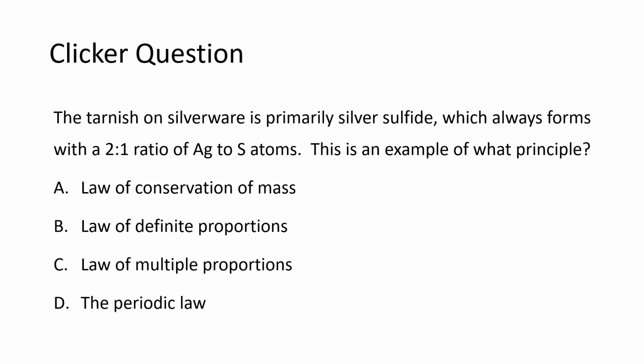The law of definite proportions tells us that in a compound, the ratio of the atoms or of the elements by mass is always the same. That's what definite means. It's fixed, it's unchanging. And so that's what we're seeing here, that there's this 2-to-1 ratio of silver to sulfur atoms. If we're saying that there's a fixed ratio of atoms, that implies that there's a fixed ratio of the masses of the elements. So the best answer here on this one is the law of definite proportions.